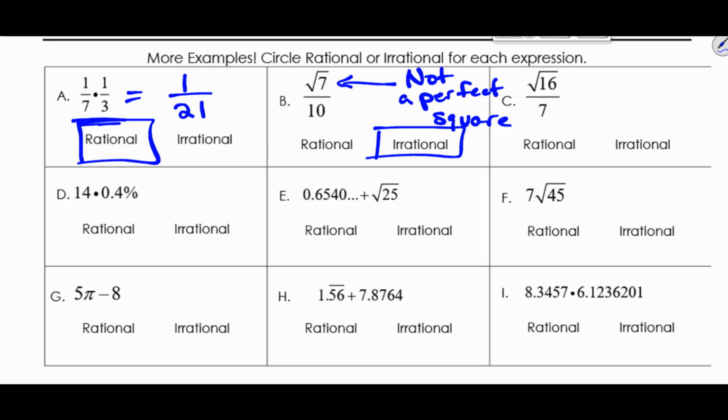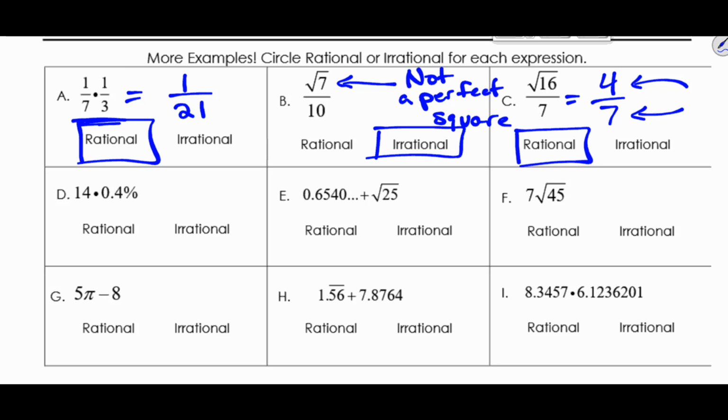Square root of 16 is a little bit different. That would give me 4/7. That's going to be a little bit of a weird decimal, but it actually repeats. I think it's the same 6 numbers over and over. And again, it's just a fraction with two numbers that are not irrational. That makes that rational.